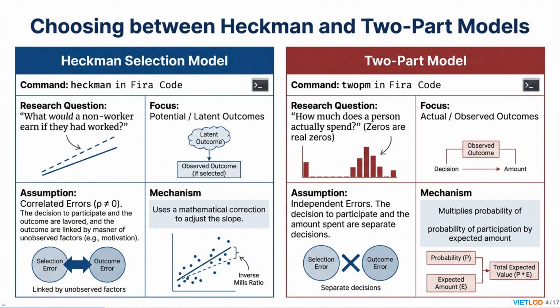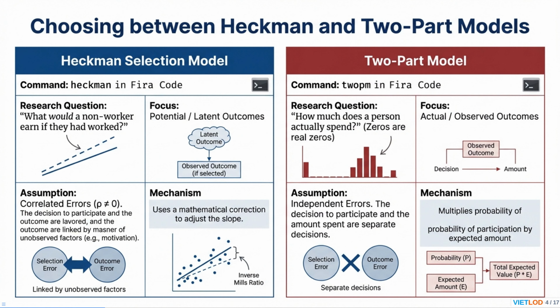This slide provides a side-by-side comparison of the Heckman selection model and the two-part model, two crucial tools for handling selection bias. The Heckman model, accessible with the heckman command in Stata, is used to answer what-if questions, focusing on potential or latent outcomes. For instance, what would a non-worker earn if they had worked? It assumes that the unobserved factors influencing the decision to participate and the outcome are correlated, meaning the errors are not independent. It addresses this by using a mathematical correction involving the inverse Mills ratio to adjust the slope and account for the bias.